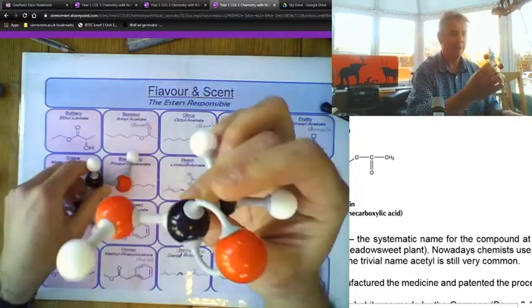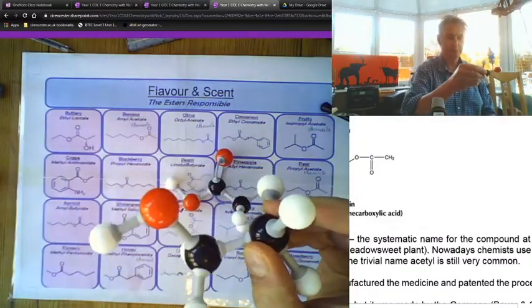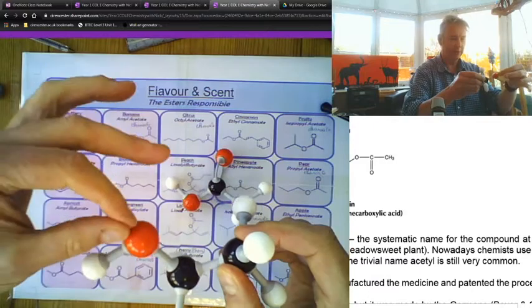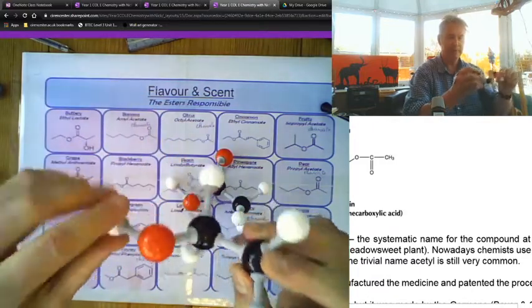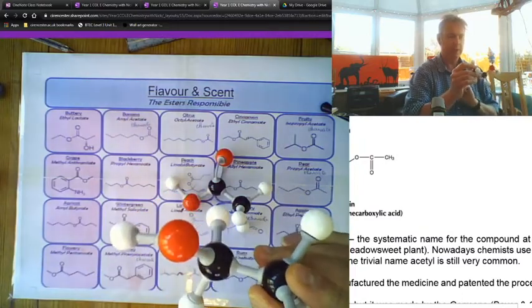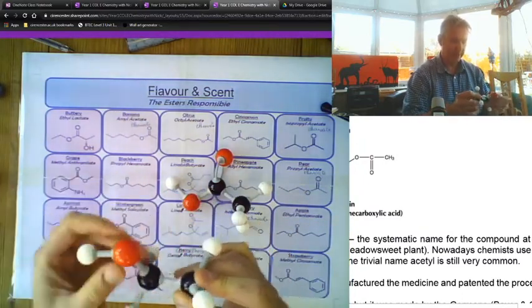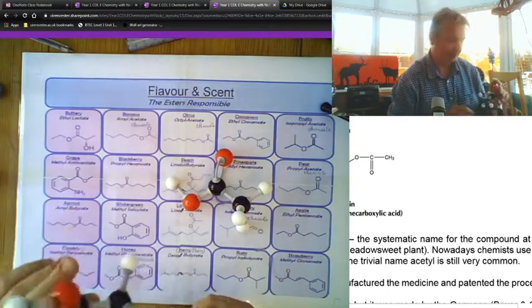So let's think about these molecules. Here's the alcohol, the ethanol. This oxygen here has got 2 lone pairs, hence the bent, non-linear shape of this, just as in water. So it's got 2 lone pairs, and that makes it a good nucleophile.